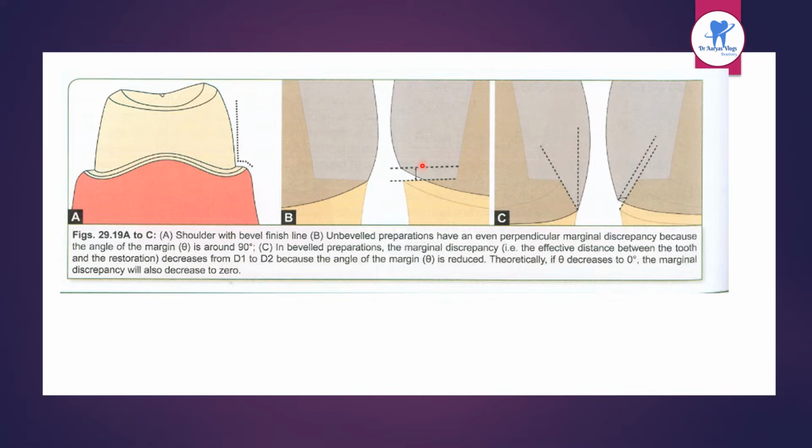Here the unbeveled preparations have an even perpendicular marginal discrepancy because the angle of the margin is around 90 degrees. Here it is the beveled preparation. The marginal discrepancy, that is the effective distance between the tooth and restoration, decreases from D1 to D2 because the angle of the margin is reduced. Theoretically, if theta decreases to 0 degrees, the marginal discrepancy also decreases to 0.